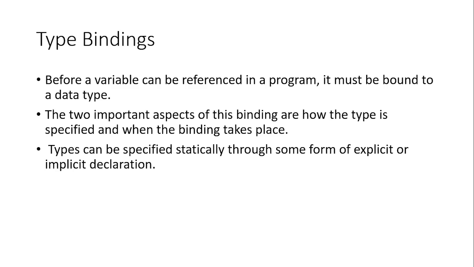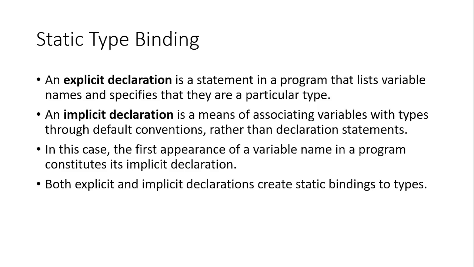So type can be specified statically through explicit declaration, or it may be implicit in your programming language. Let's see what is meant by static type binding. An explicit declaration is a statement in a program that lists variable names and specifies that they are a particular type. For example, int a, b, c, d.